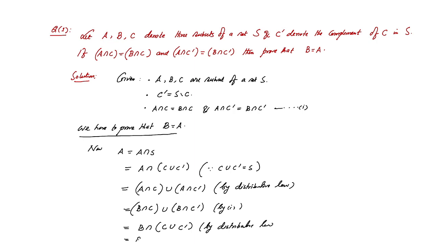And from that we can write this is B intersection S, because C union C complement will be the universal set S. And if we take the intersection of a set and the universal set, that will be exactly B. So what we have proved here is that A equals B, and this is our proof. So this completes the proof.